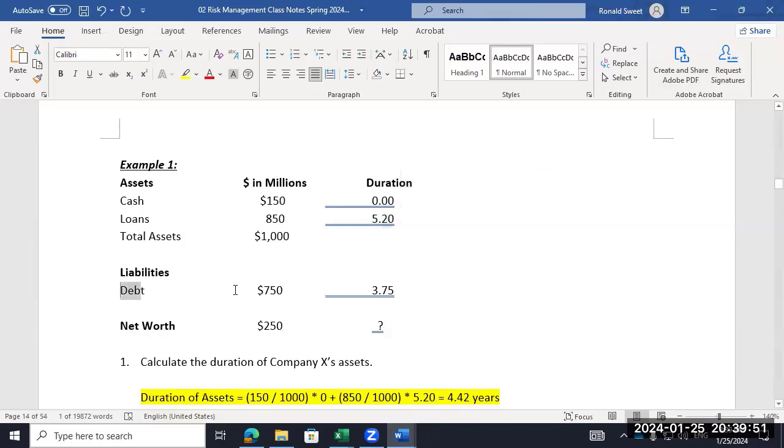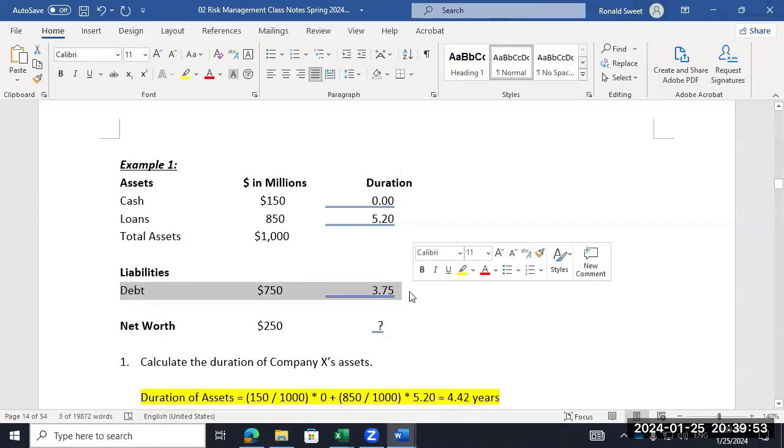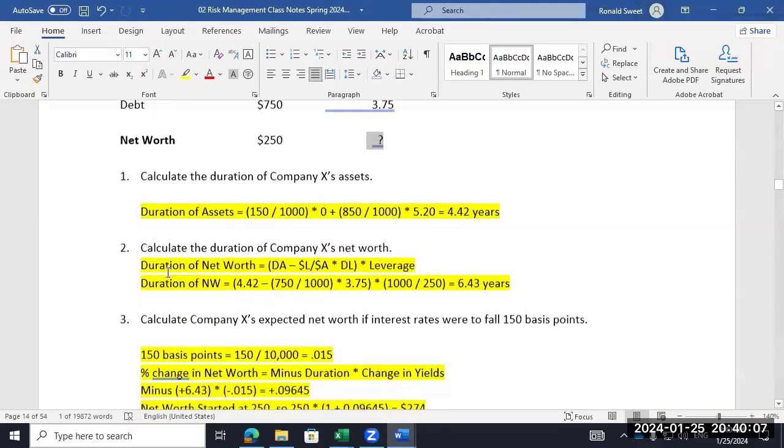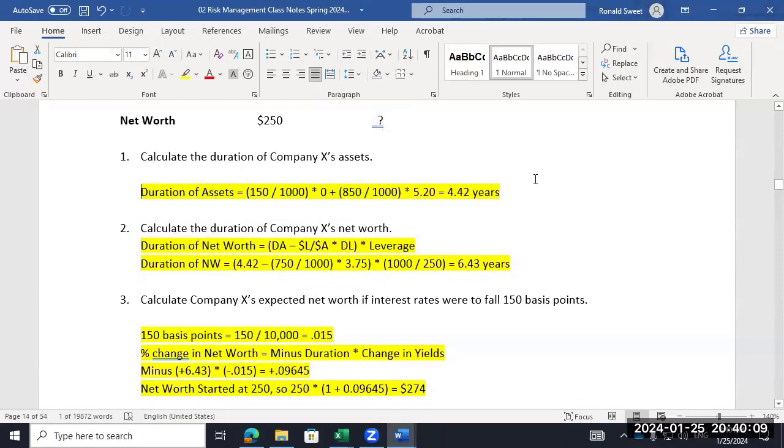They have no deposits, so that helps me. I don't have checking accounts. I don't have savings accounts. I just got debt. Debt is very straightforward. The duration of debt is just like the duration of a bond. So what we're going to do is figure out the duration of net worth. And here's the duration of assets. And here's the formula.